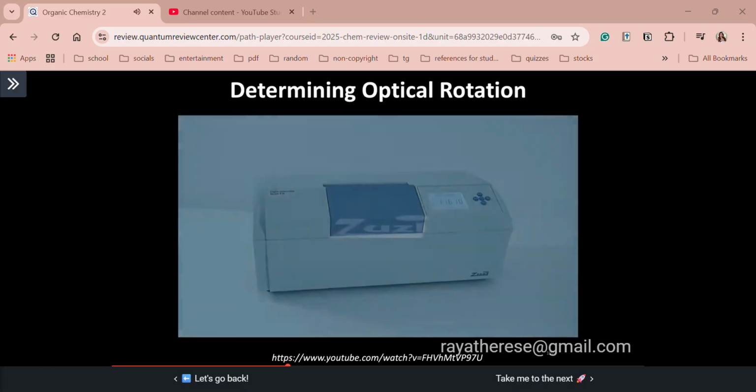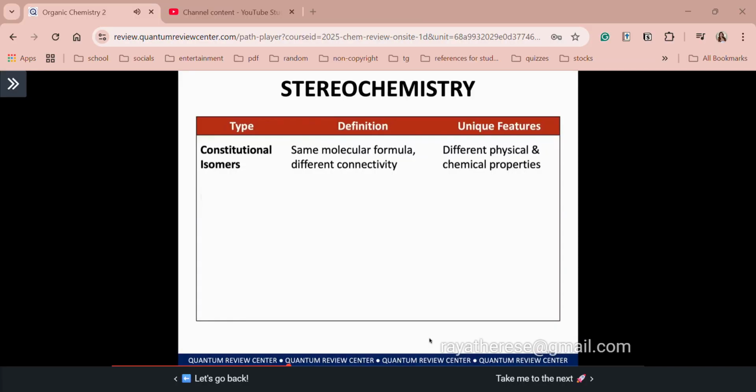Alright, so class, that's it for our discussion on stereochemistry. Oh, sir, are we done? Yes. So now let's just summarize the important concepts in our stereochemistry discussion.